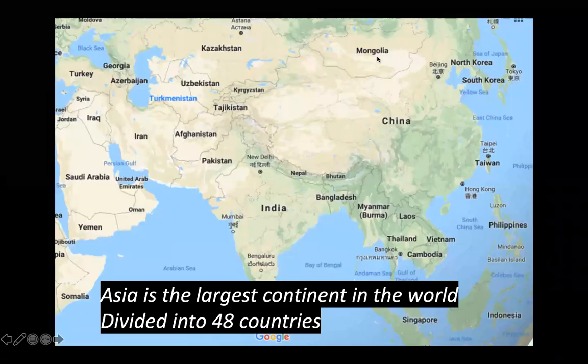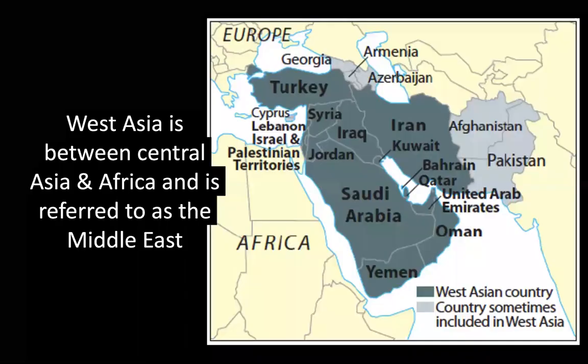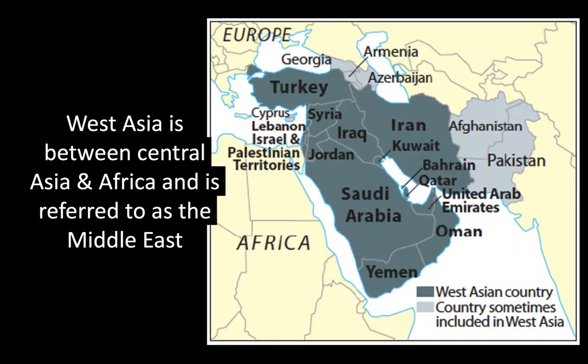All right, you guys, we are on to Asia. Asia is the largest continent in the world, divided into 48 countries, which is probably why the College Board has broken down the Asian art units into two separate units. So we're on Unit 7, which is West and Central Asia, and then Unit 8 is going to be East and Southeast Asia. West Asia is between Central Asia and Africa, and is therefore referred to as the Middle East.